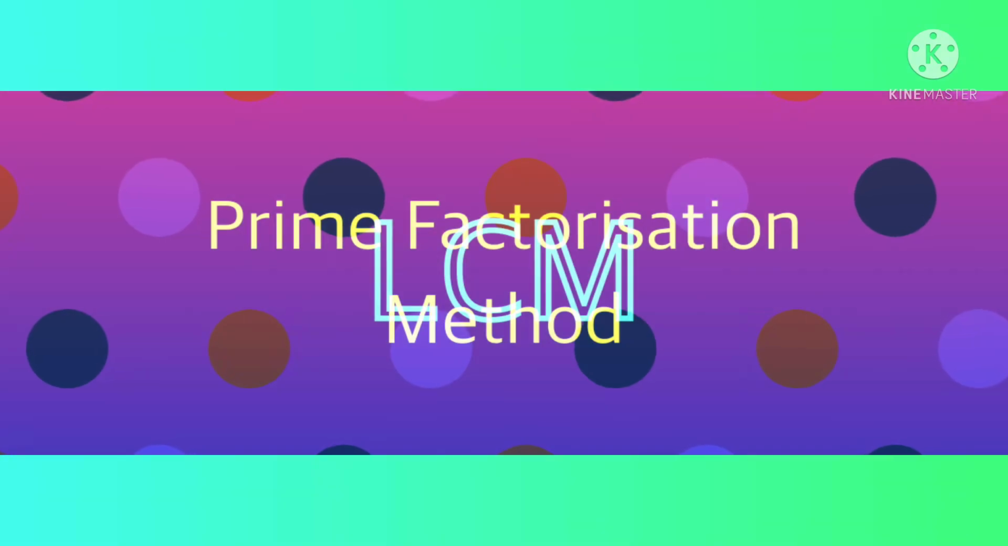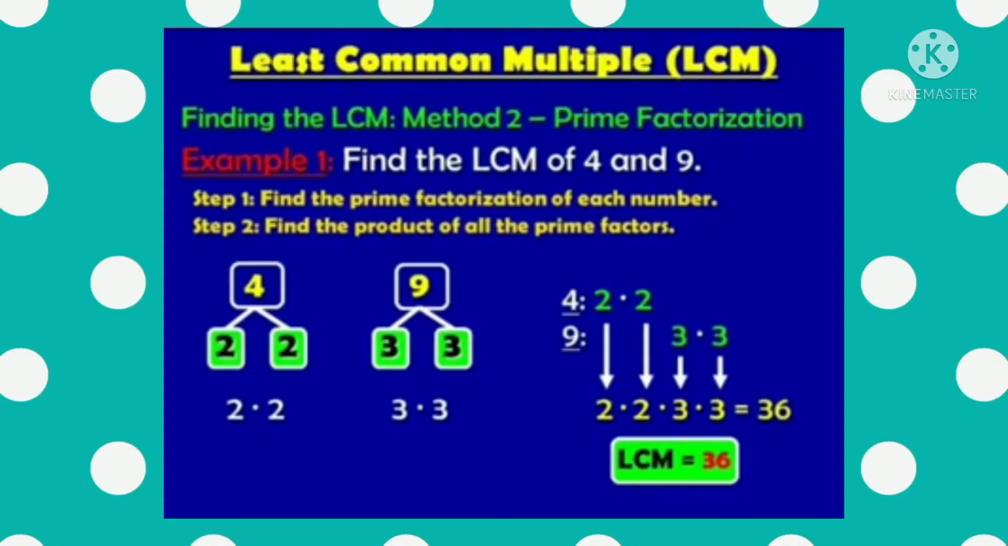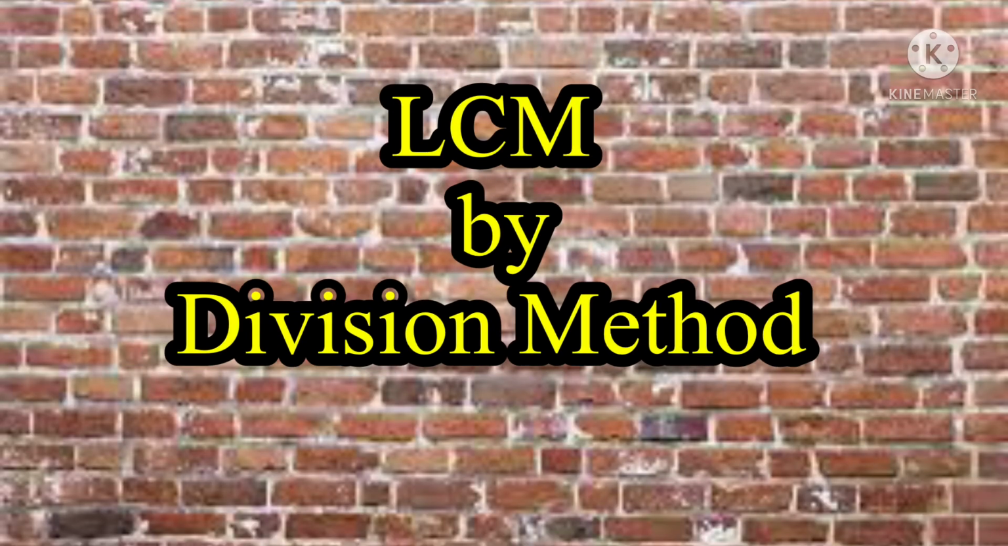And now we'll discuss the method to find LCM by prime factorization. Let's find the LCM of 4 and 9 again. So find the prime factorization of each number. Then find the product of all the prime factors. So 4 has prime factors 2 and 2 and 9 has prime factors 3 and 3. So nothing is common in the prime factors of 4 and 9. So LCM will be the product of all the prime factors. So the answer is 2 into 2 into 3 into 3, which is 36. So LCM is 36.